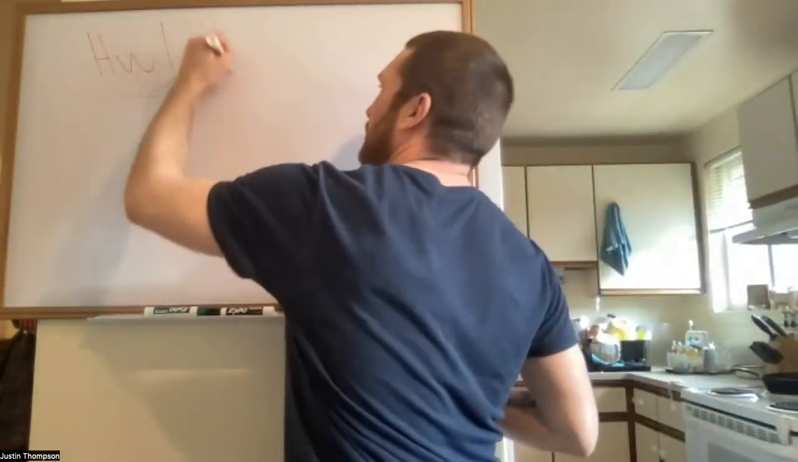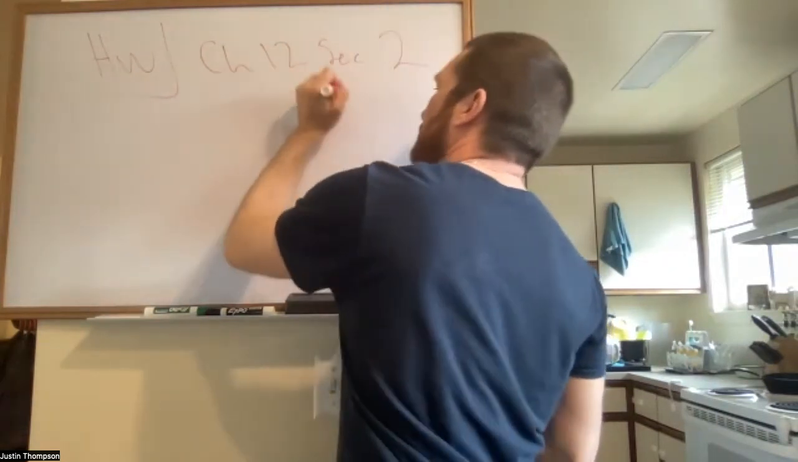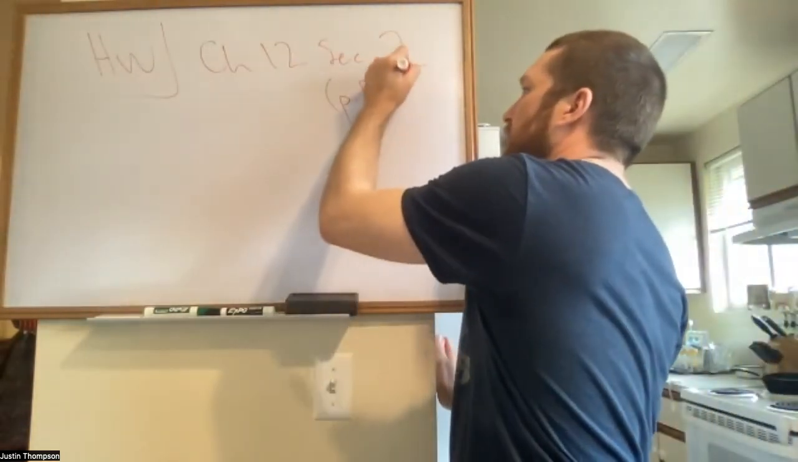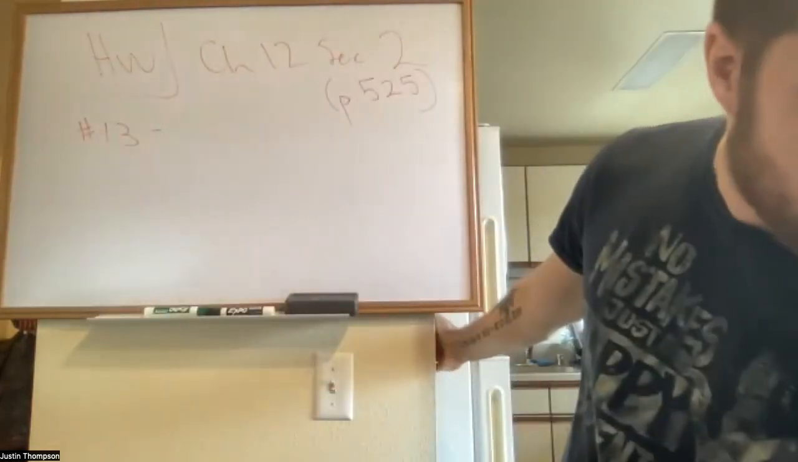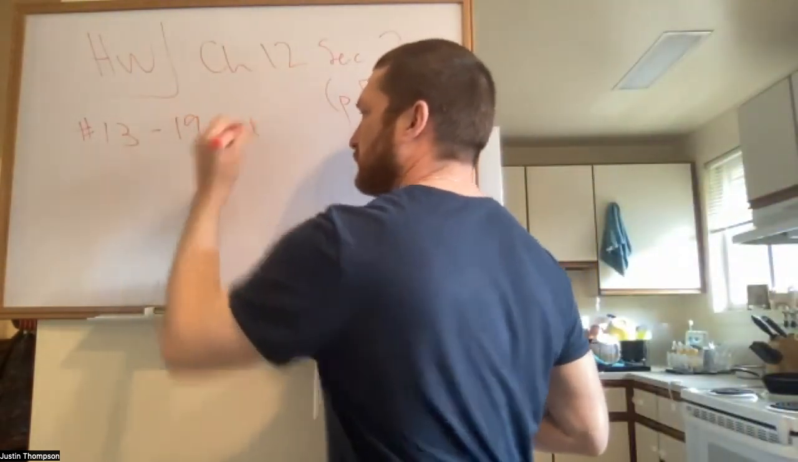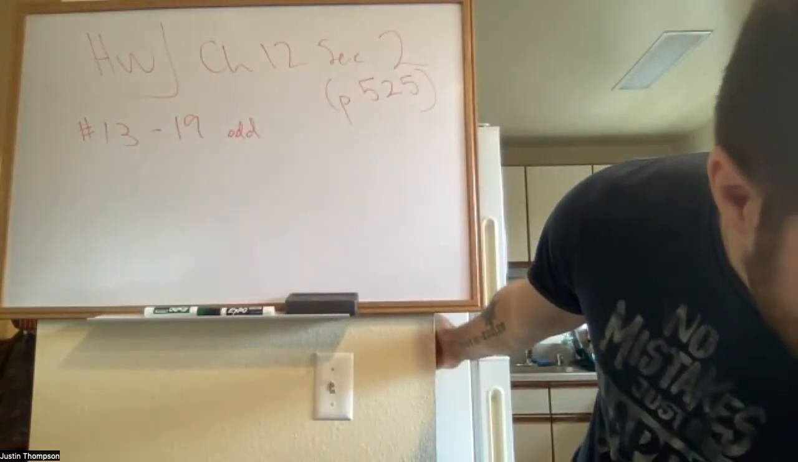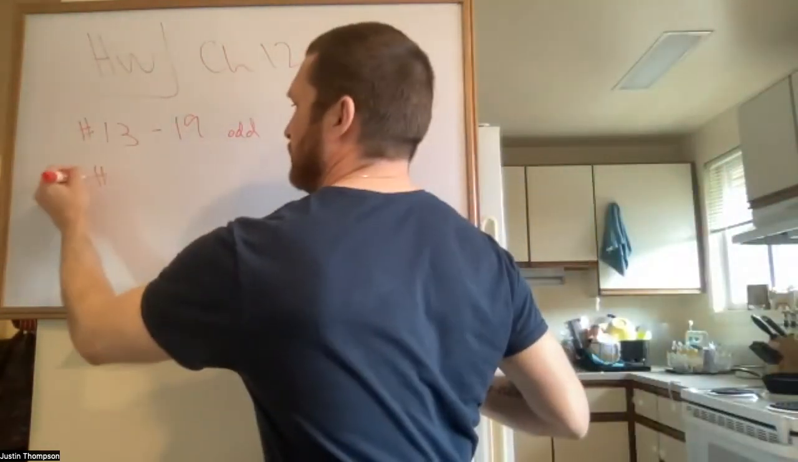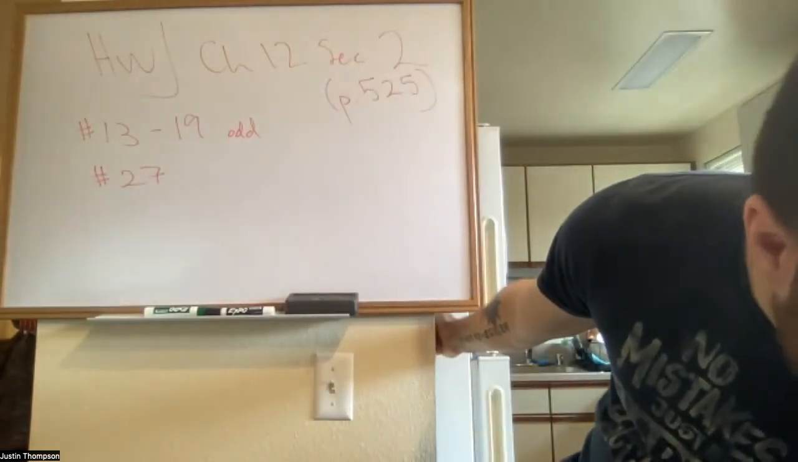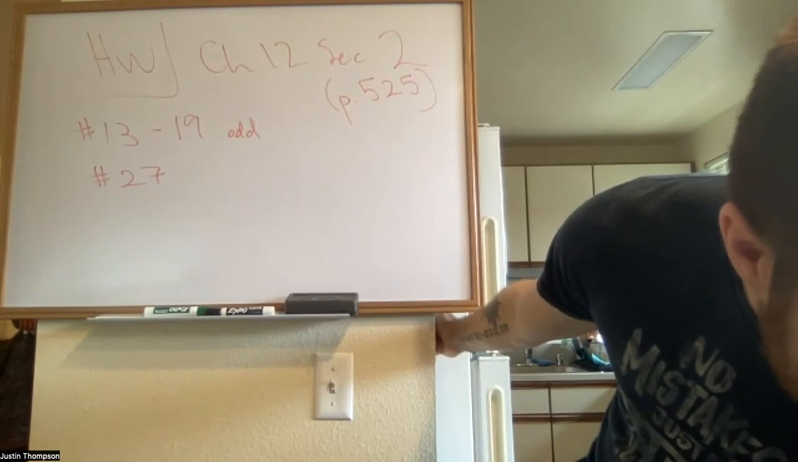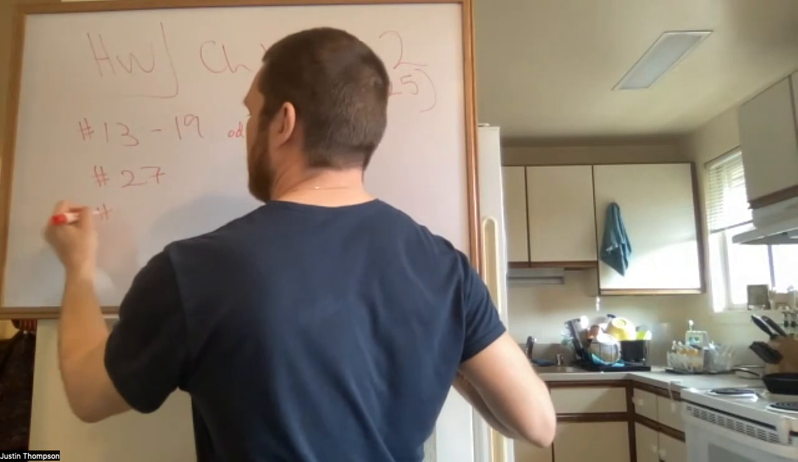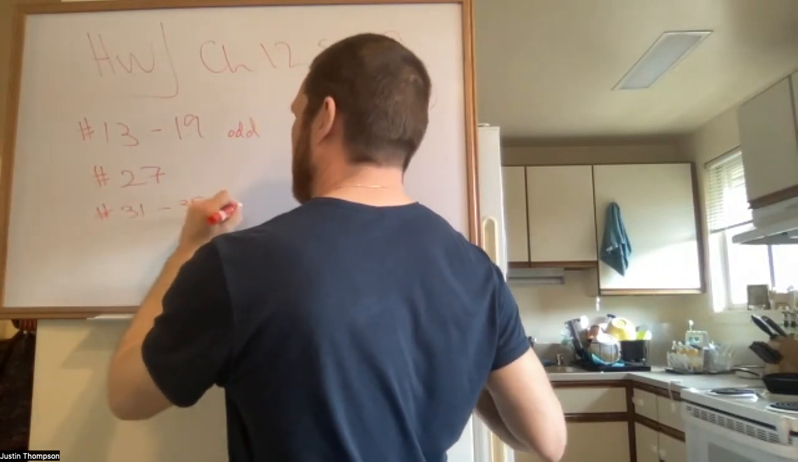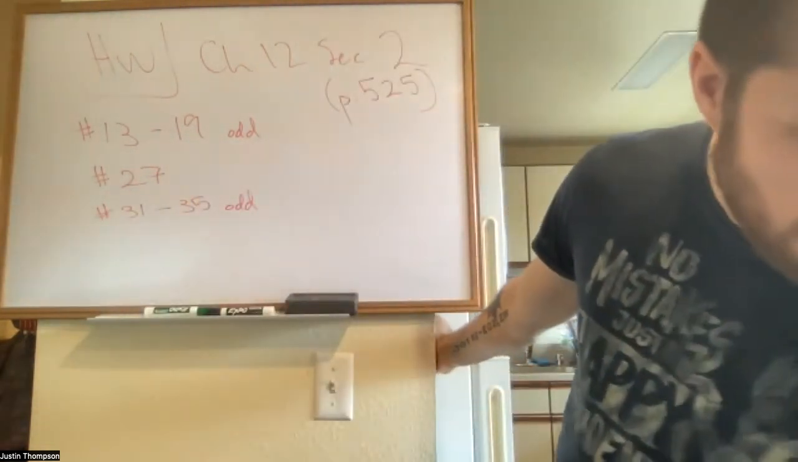Homework, chapter 12, section 2. Yeah, we're still in section 2. Page 525. It's going to be number 13 through 19, odd. Number 27. 31 through 35, odd. And number 39.